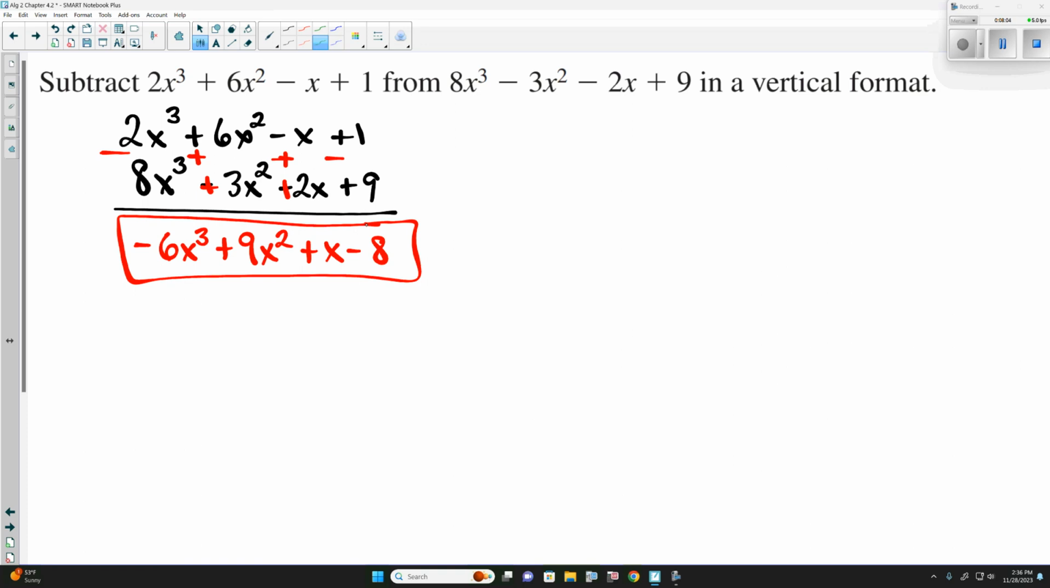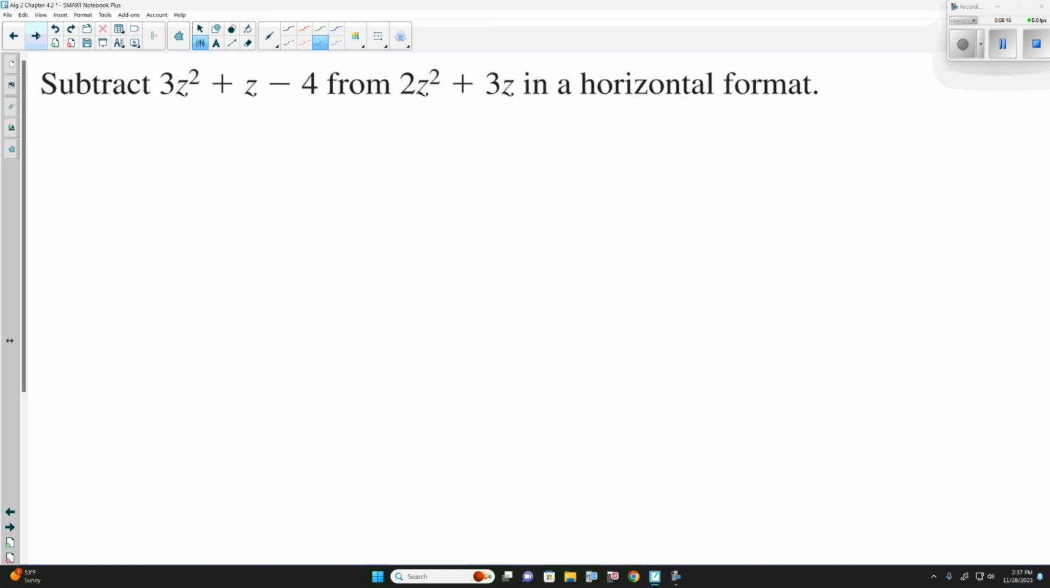Questions on this here? Vertical is a little bit nice with subtraction because it does help us keep track of some of our signs, minusing negatives. But we can also do this horizontally.